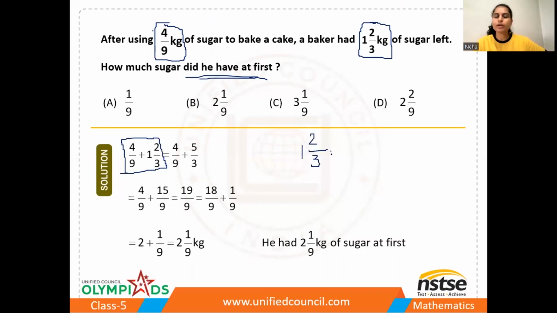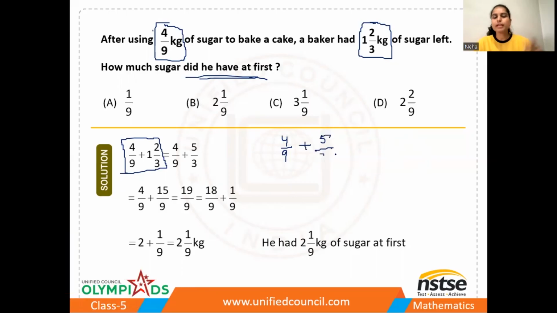Okay, so 1 2 by 3. Now I can convert it into a simple fraction. That is 3 multiplied by 1 is 3. 3 plus 2 is 5. So this is 5 by 3. Correct? So this is 4 by 9 plus 5 by 3. Now I can take the LCM and solve this, or I can make the denominator equal and solve this. Okay, so let me show you how you can solve this. So this is 4 by 9 plus 5 by 3.